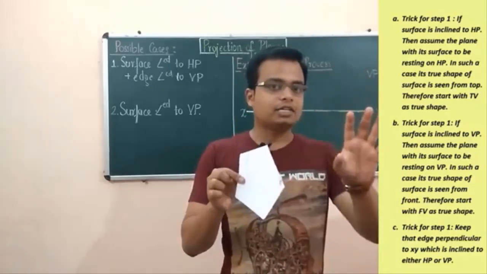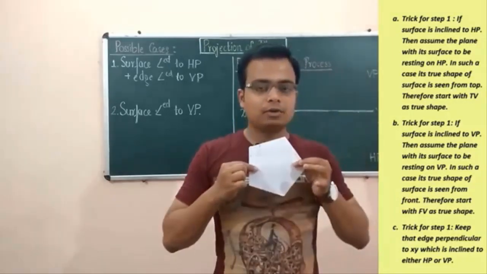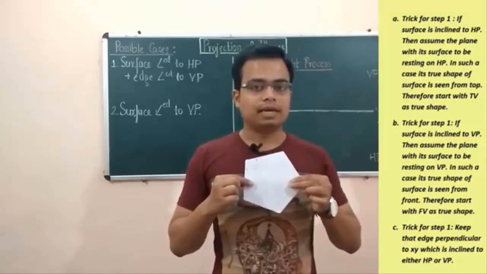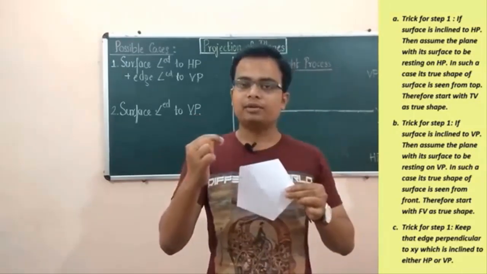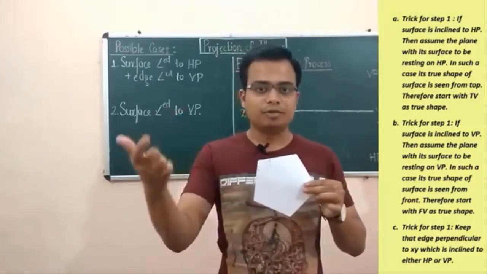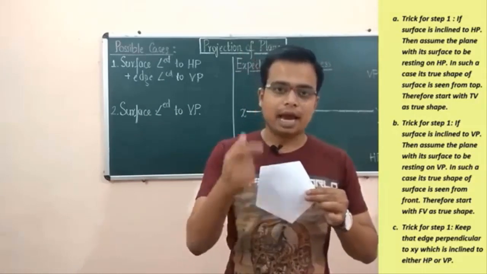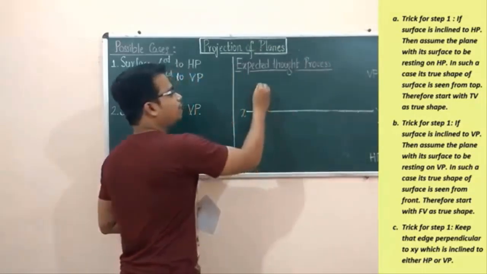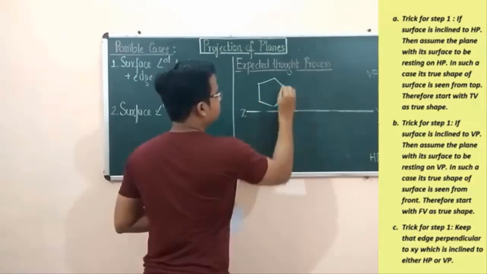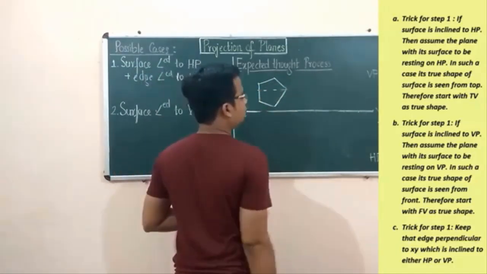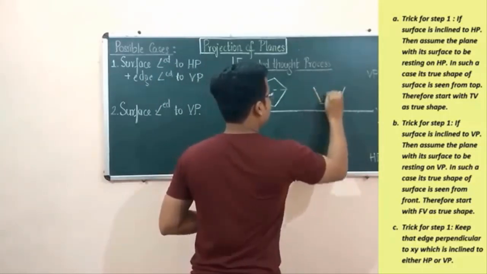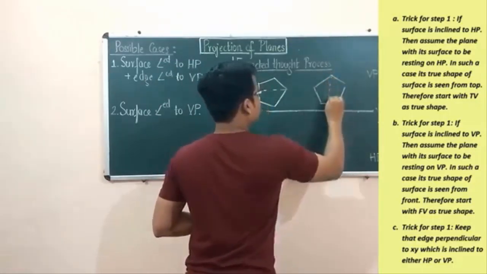Okay, so our initial assumption is going to be like this: we are going to assume that the entire surface is resting on the vertical plane, and then you just got to think, from where can you see the true shape of this surface? Well, the answer is pretty obvious. It's from the front, and therefore you have to begin by making the front view first. So you can make the front view like this, sort of a horizontal pentagon. You can make the front view like this also. This is what I call a vertical pentagon.